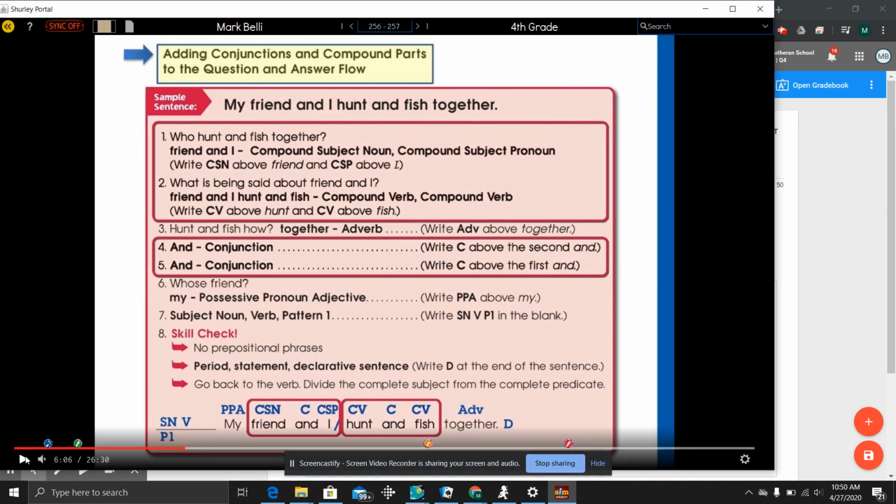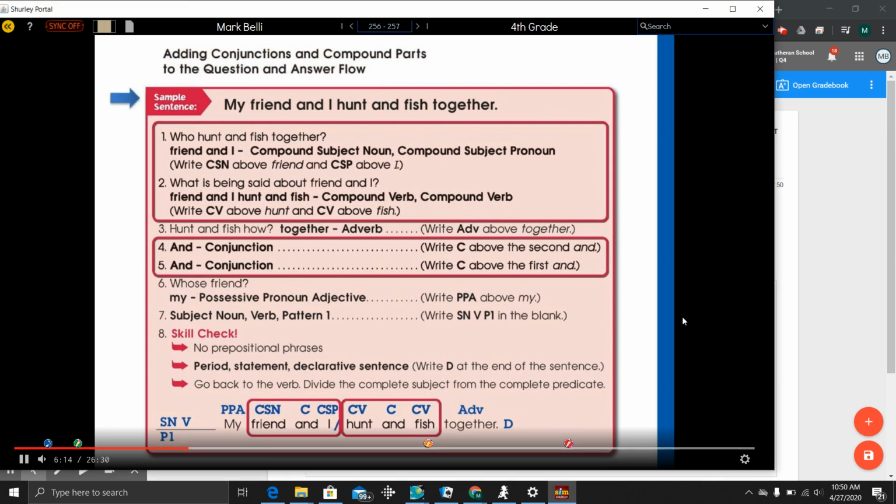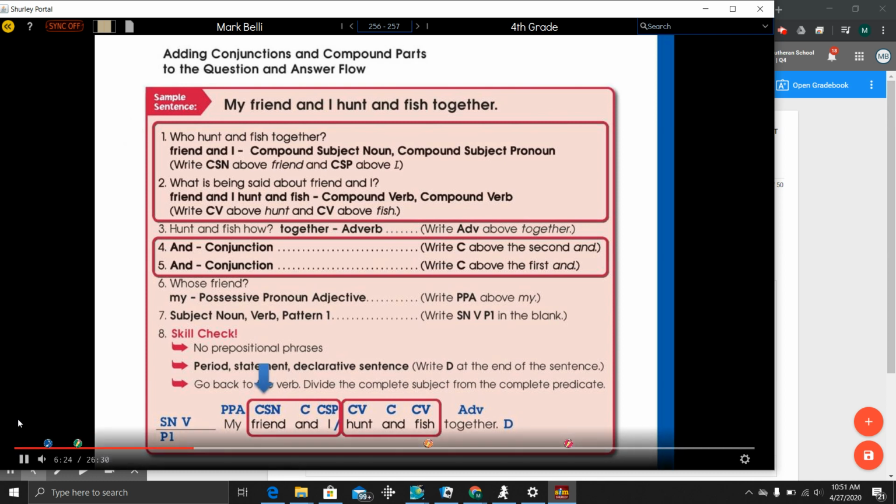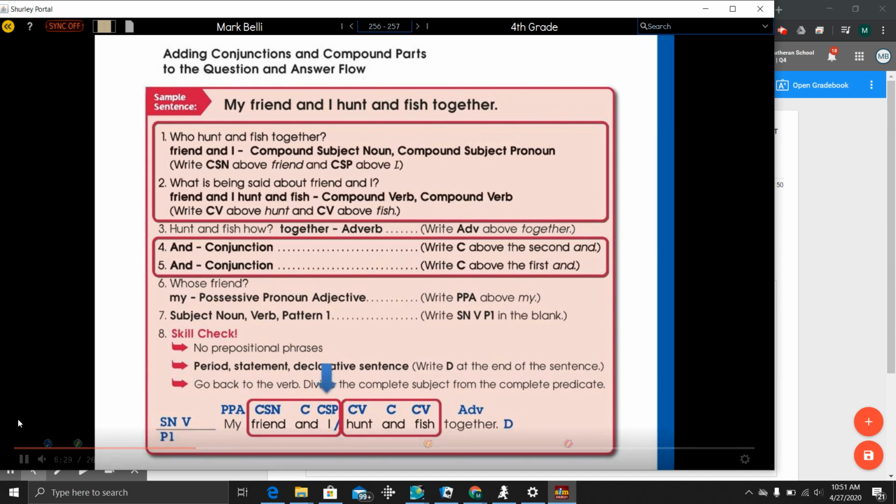Okay, so here we go. Let's add conjunctions and compound parts to the question and answer flow. Listen carefully. Follow along as I read the sample sentence. "My friend and I hunt and fish together." Who hunt and fish together? Friend and I. Compound subject noun. Compound subject pronoun. What is being said about friend and I? Friend and I hunt and fish.